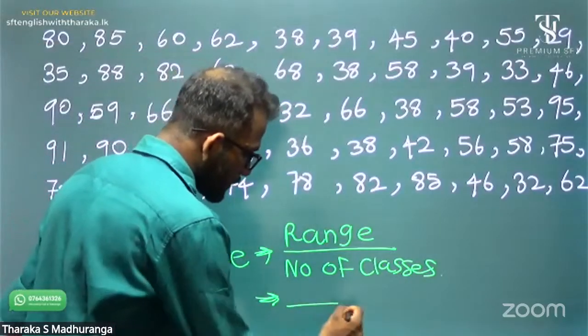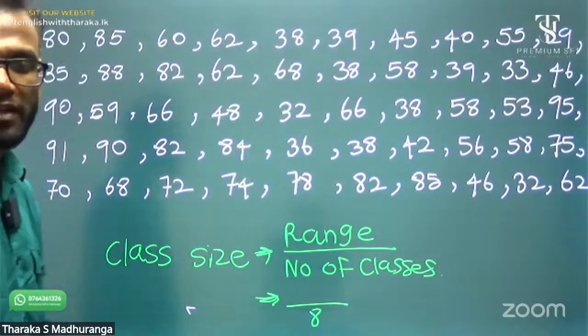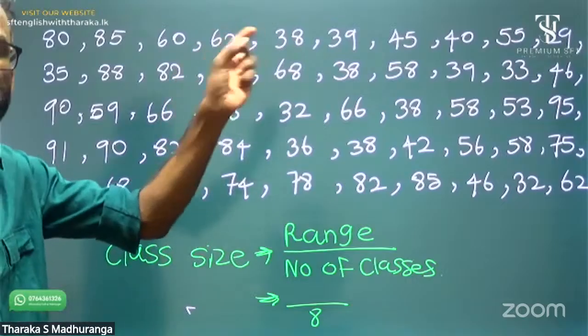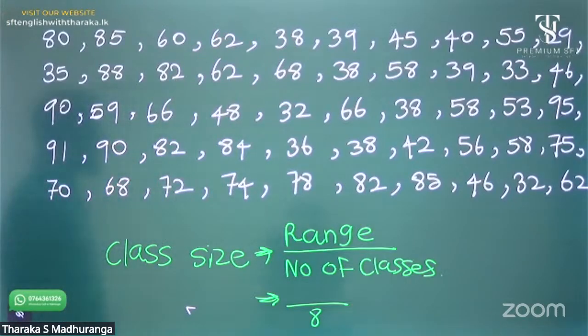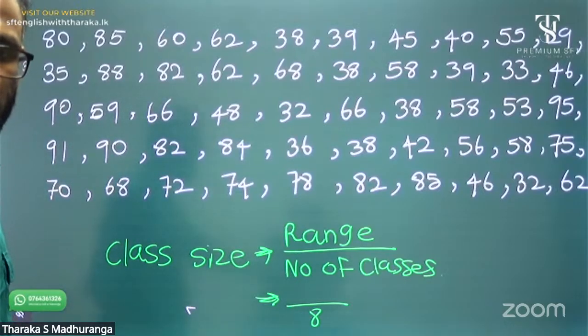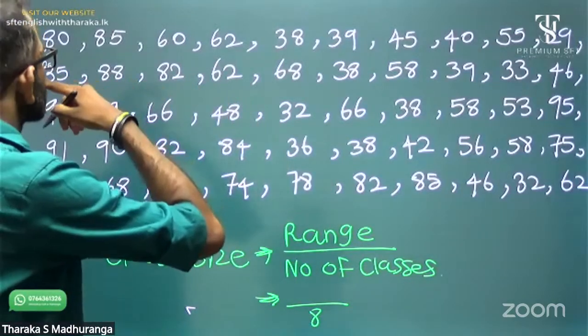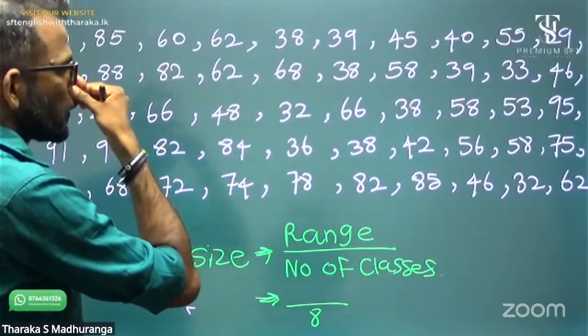Can you tell me what the range of this distribution is? What's the difference between the maximum value and the minimum value? Quickly, today we have a lot of things to discuss. Is it 66? Can you tell me what the maximum value is? Maximum value 95.